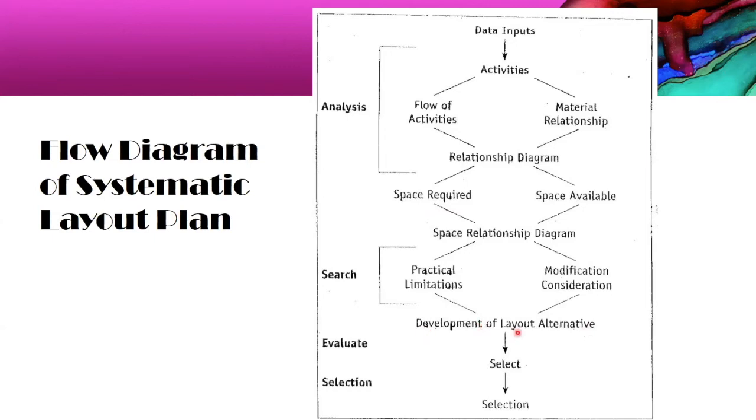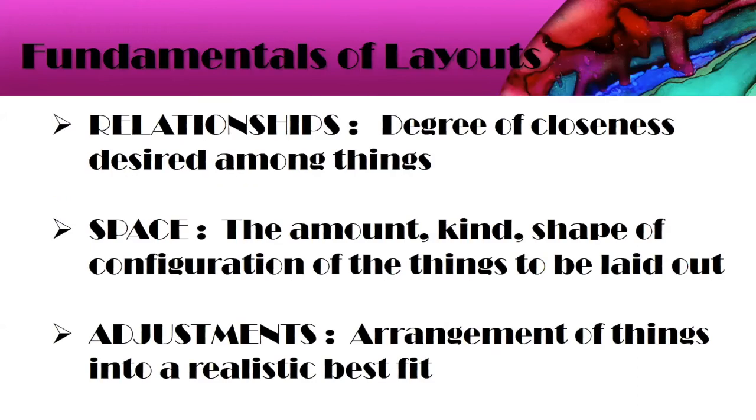Then we evaluate both the plans or maybe three plans, and then we select the best that is suitable to us. And lastly, we implement it. So this is the systematic flow diagram for the layout planning. Now there are three fundamentals of layouts.